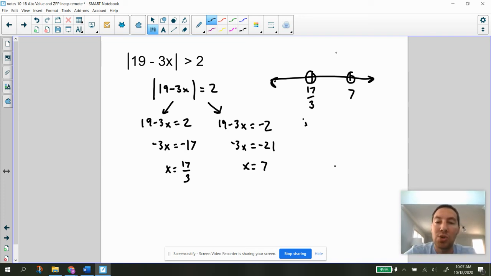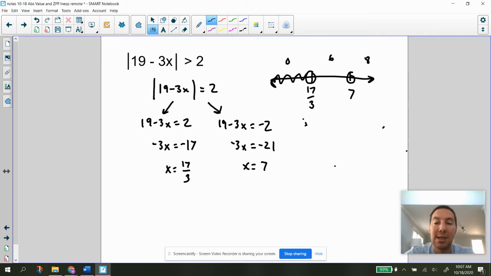So a number in between would be 6. A number bigger would be 8. A number smaller would be 0. I always try to use 0 if I can. And let's see what happens here. Let's do 0 first because that's easy. 19 minus 0, 3 times 0. 19 is bigger than 2. It is, so we're going to squiggle there.